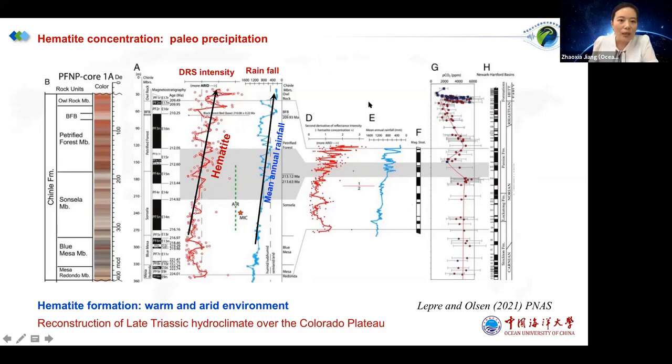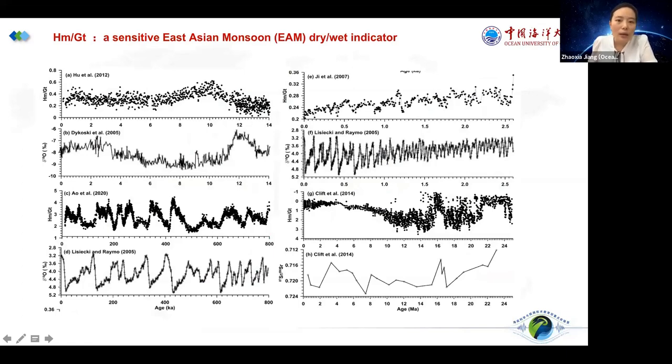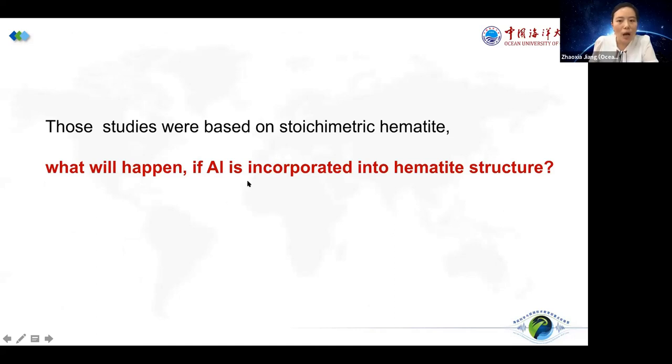So we can see that these studies are based on this hematite concentration and identification based on pure hematite. It can also be used as a sensitive proxy for the East Asian monsoon. It can be used for different time scales. From this figure, we can see that for different time scales, this ratio correlates very well with the oxygen isotope record. So it's a good indicator for the dry-wet indicator. So those studies were based on stoichiometric hematite.